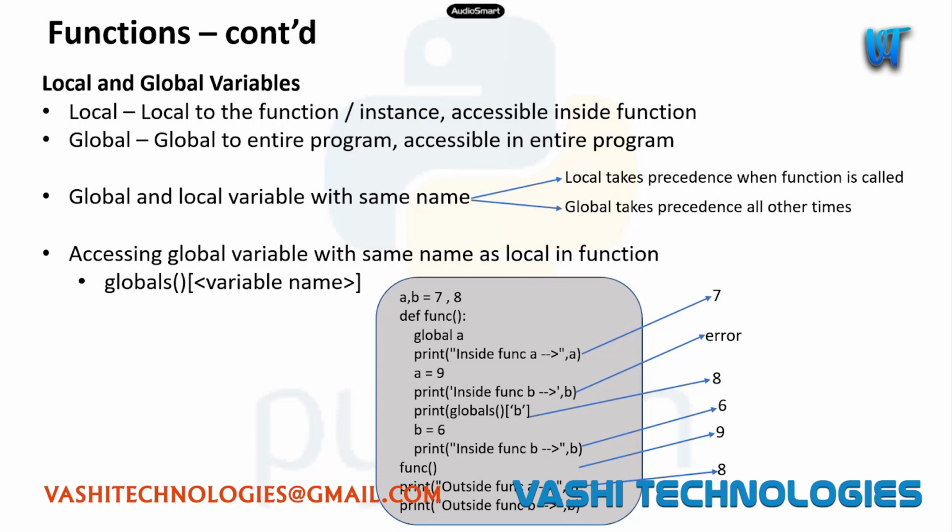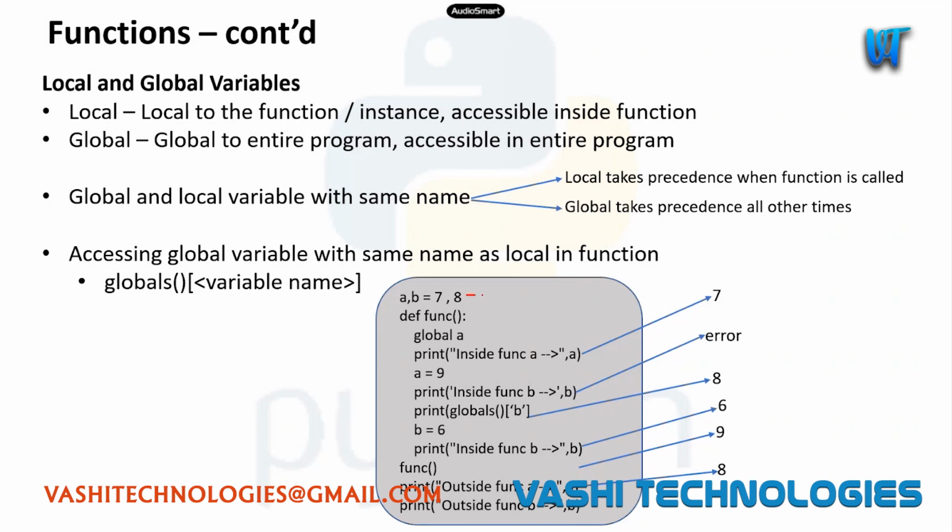We can access it anywhere. And one more thing here: we have defined one global variable, and if you define a local variable with the same name as the global, then in that case the local variable will take the place of that global variable. I'll explain the difference here.